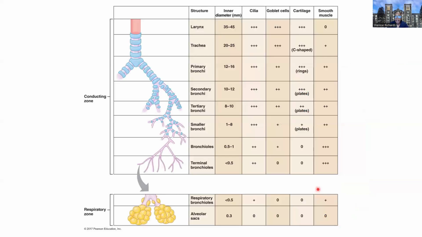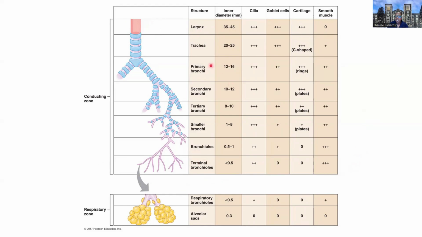Okay, so let's look at that here in more detail. Here we have the larynx. Remember, everything proximal to the larynx is the upper airway. But as far as the respiratory tract, it begins at the larynx. However, the conducting zone, which also starts at the nasal cavity, goes all the way down to the terminal bronchioles.